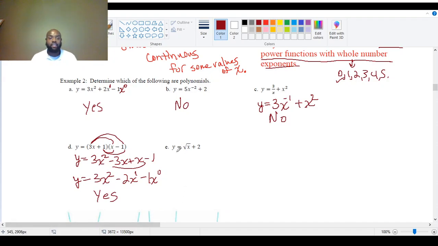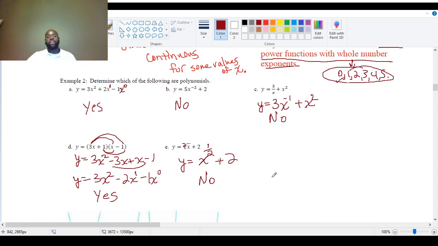Let's go to part E here. I have y equals the square root of x plus 1. Remember, we want to see the number on that exponent. And when we have the square root, that's understood to be the 2 as your index. And remember, your index is the denominator of your fraction. So that's x to the 1/2 plus 2. And since this is not a whole number exponent, then this is not a polynomial. All right.